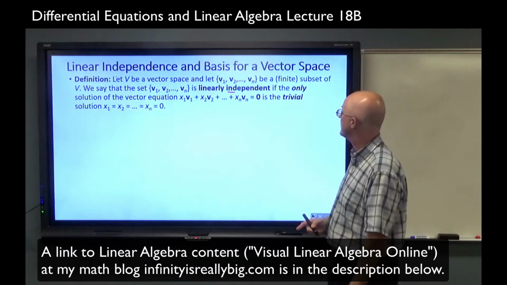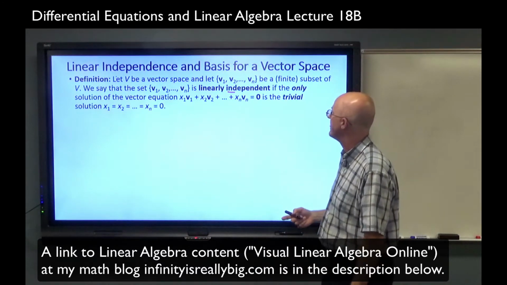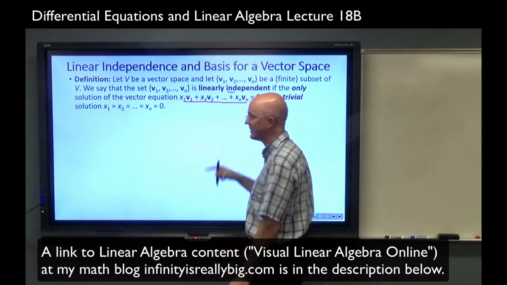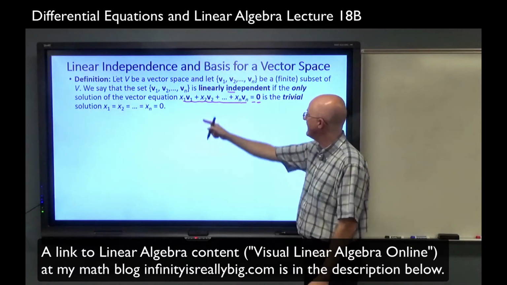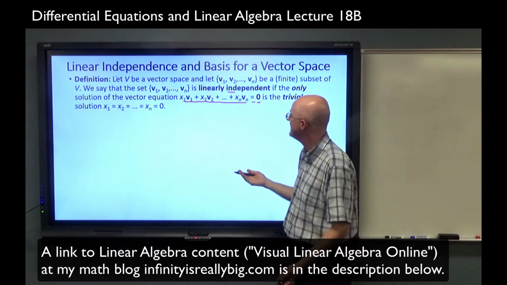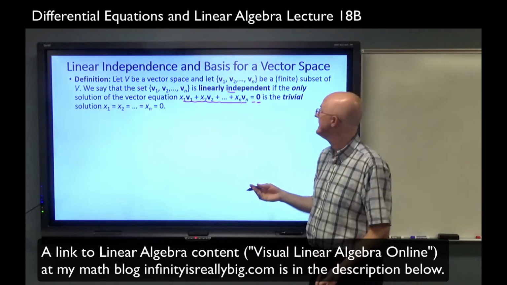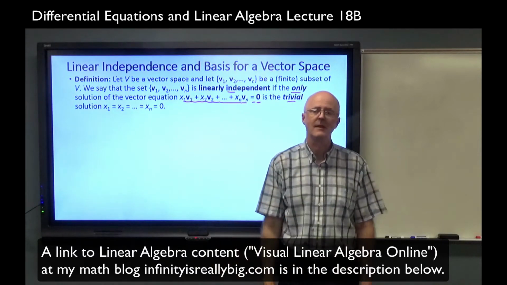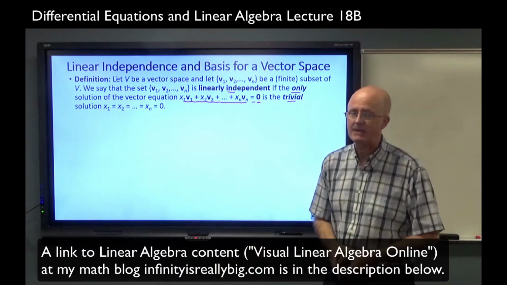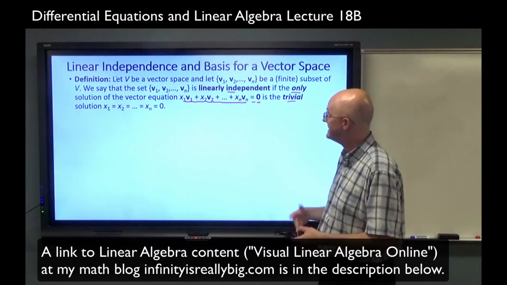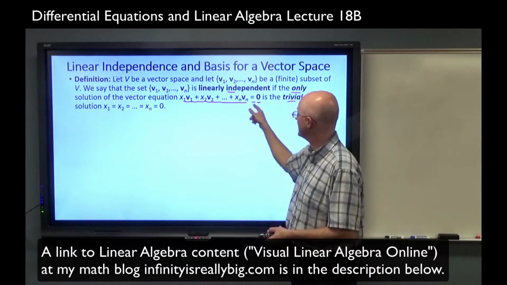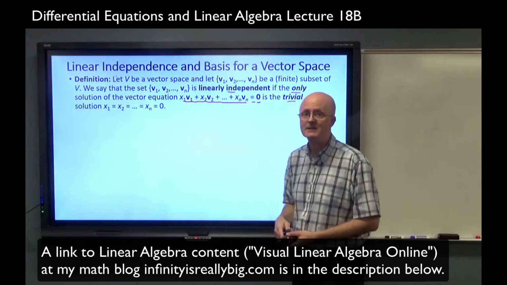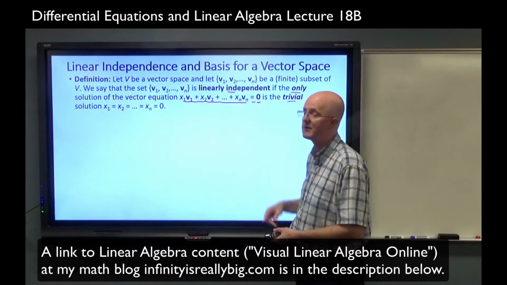This collection of vectors is going to be a linearly independent set if this vector equation right here, where this is the zero vector on the right-hand side, notice it's bold-faced, and the scalars, the x's, the weights, are unknown, if that has only the trivial solution, where all the x's are zero, then these vectors are linearly independent. Therefore, they would be linearly dependent if this vector equation had some non-trivial solution. Well, at least one of the x's would be non-zero, but still make this linear combination equal to zero.